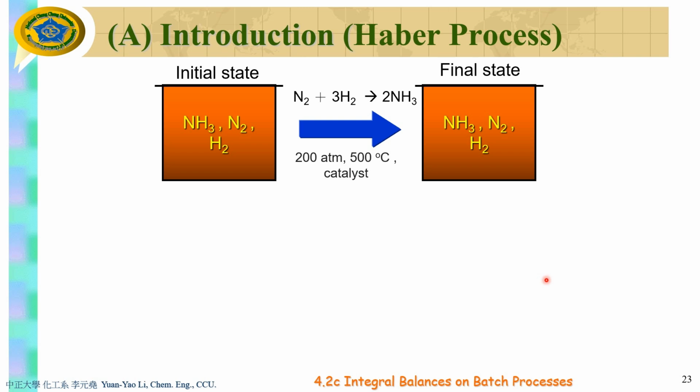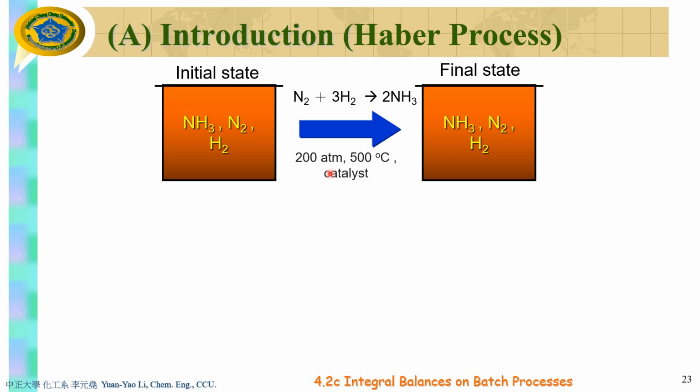This is the Haber process. We use this as an example. For example, nitrogen plus hydrogen become ammonia under a very high pressure of 200 atm and a very high temperature of 500 Celsius, and also with a catalyst.